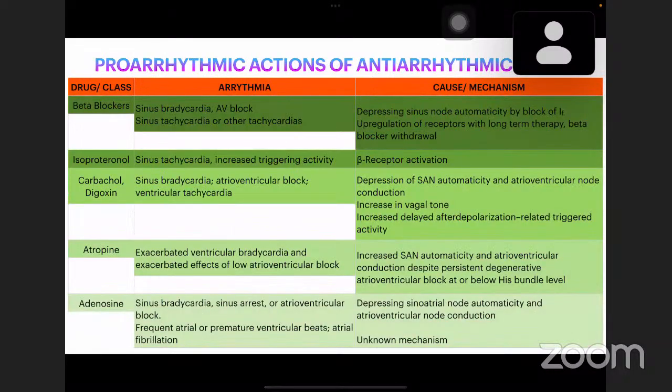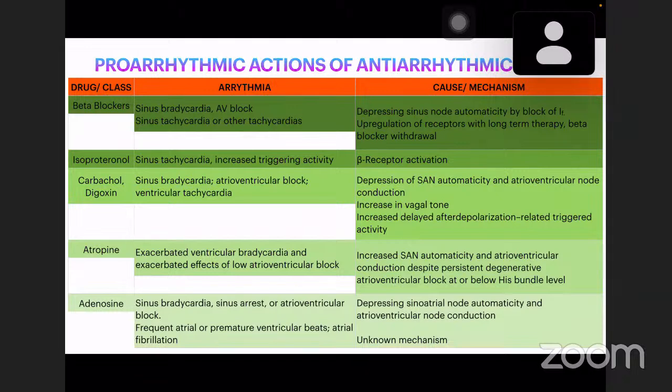Beta blockers: sinus bradycardia, as we know, AV block, sinus tachycardia, and other tachycardia. Sinus bradycardia and AV block, because they depress the sinus node, just like ivabradine; they block the funny current. And sinus tachycardia because of the upregulation of the receptors with long-term therapy, and also on beta blocker withdrawal because of the upregulation of the receptors. More beta receptors are available, so when you withdraw, it causes sinus tachycardia.